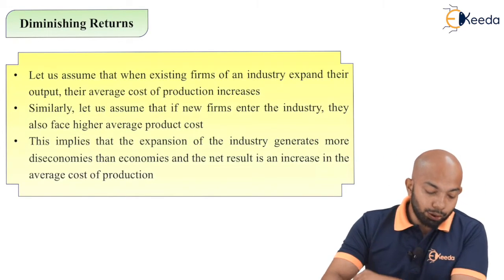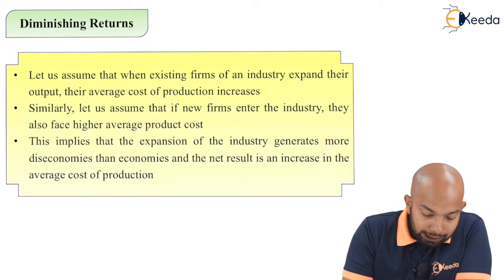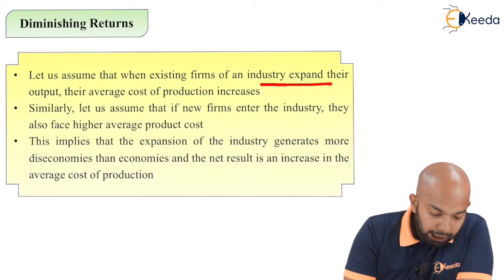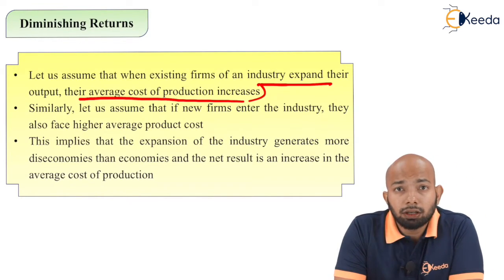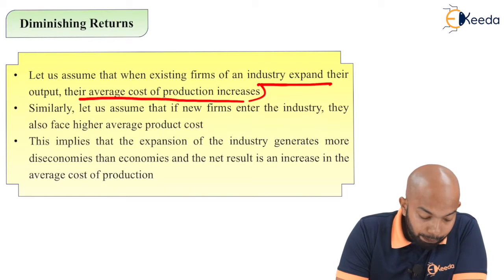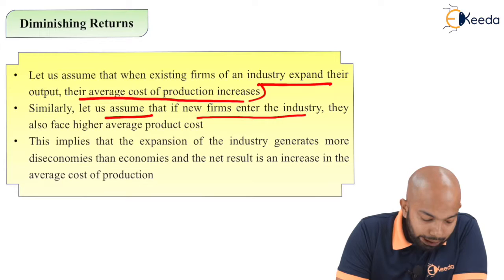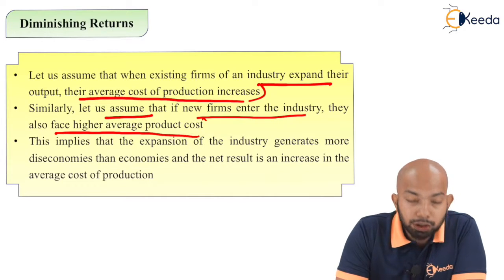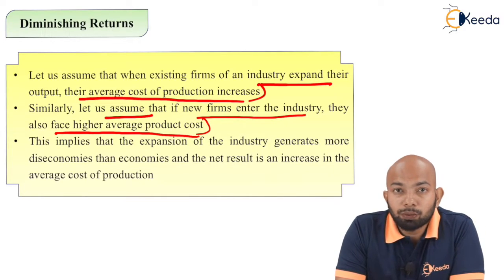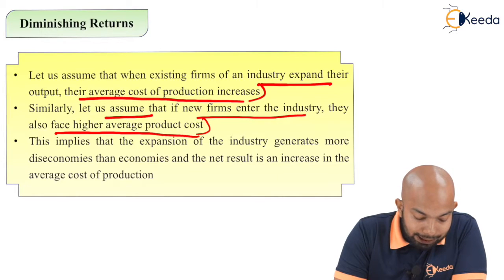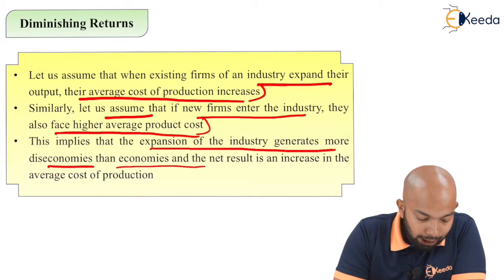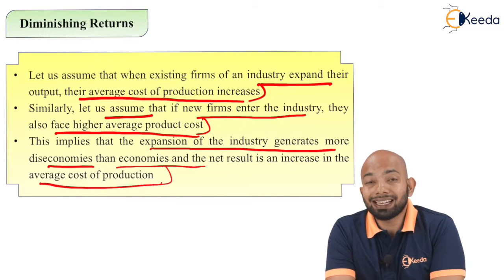Now, let us assume that when existing firms of the industry expand their output, their average cost of production increases. We are assuming this. Similarly, let us assume that if new firms enter the industry, they also face higher average production cost, because that is very obvious here. This implies that the expansion of the industry generates more diseconomies than economies, and the net result is an increase in the average cost of production. Again, very simple to understand.